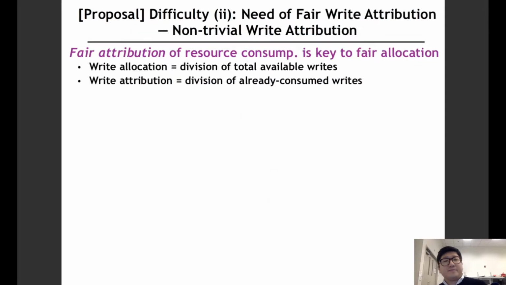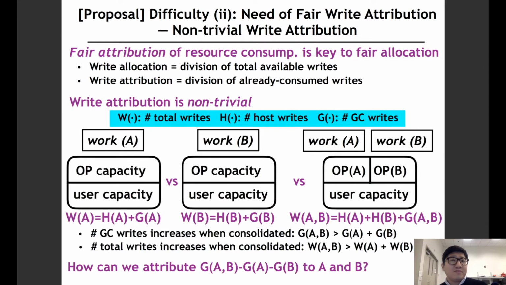Second difficulty: fair attribution of resource consumption is key to fair allocation. In our context, write allocation indicates the division of total available writes, whereas write attribution is the division of already consumed writes. Unfortunately, write attribution is non-trivial in consolidated settings.